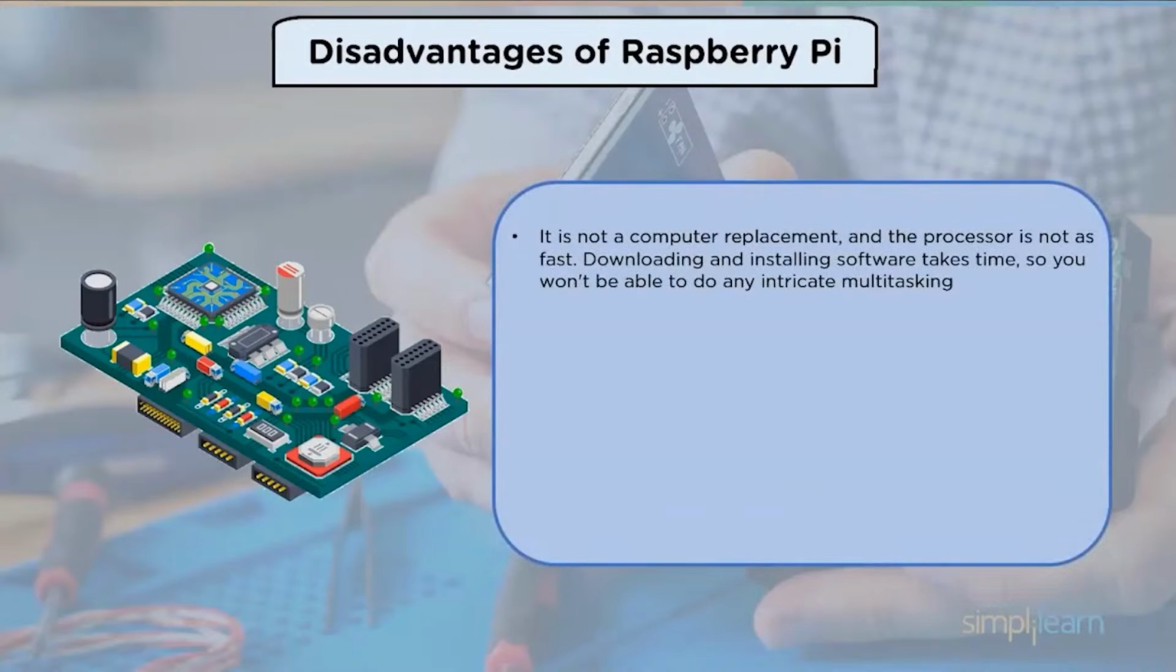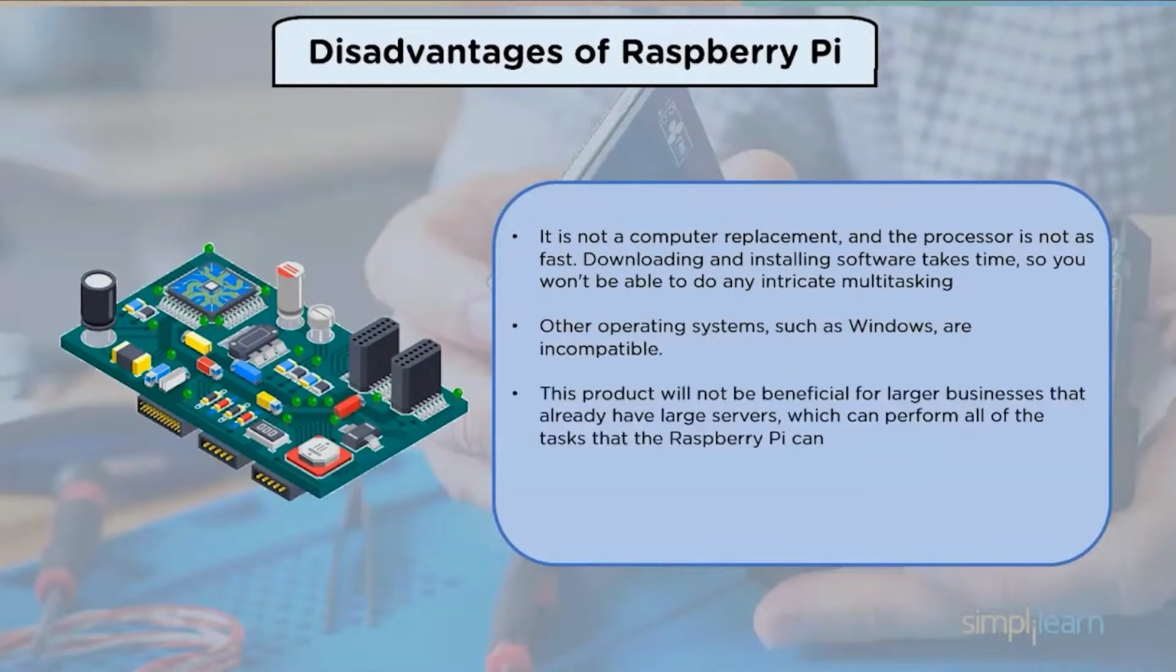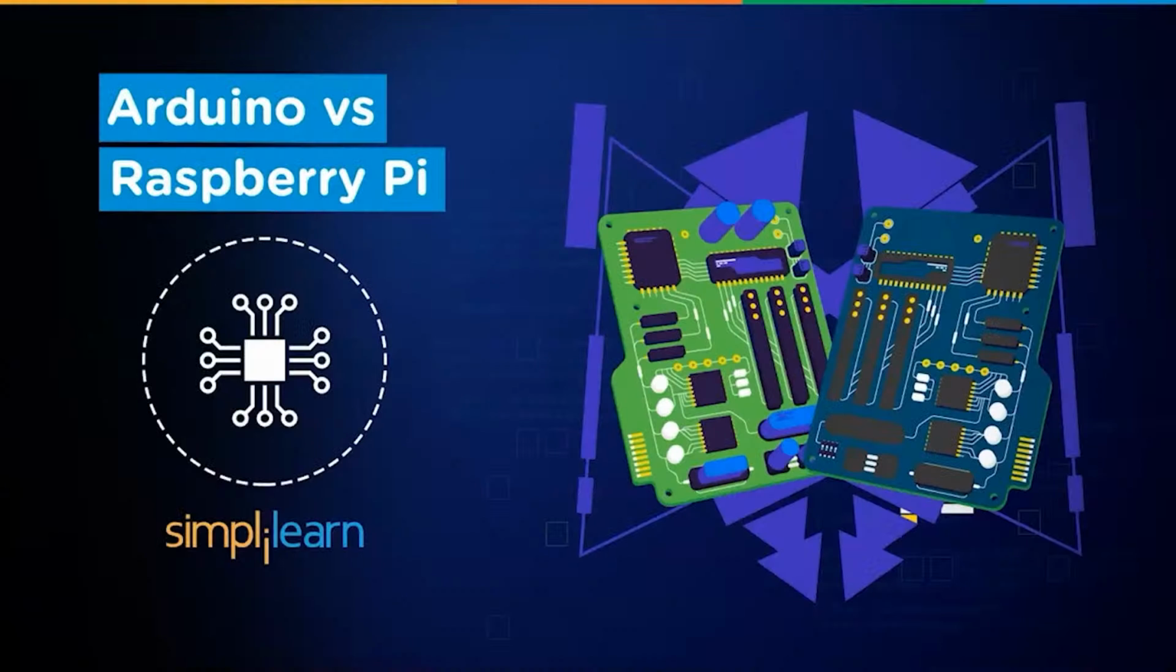Raspberry Pi is not a computer replacement, and the processor is not as fast. Downloading and installing software takes time, so you won't be able to do any intricate multitasking. Other operating systems such as Windows are incompatible. This product will not be beneficial for large-scale businesses that already have large servers, which can perform all the tasks that Raspberry Pi can. As a result, it would not be worth it, and putting everything together would take time. In this video, we will see Arduino versus Raspberry Pi.